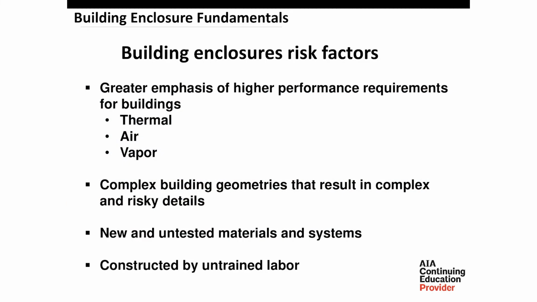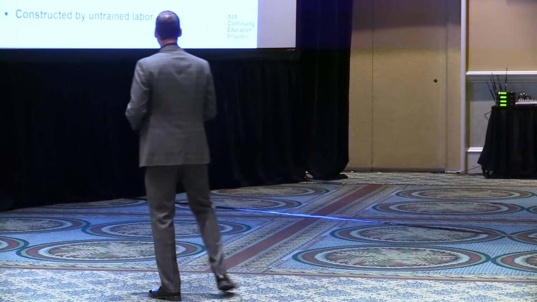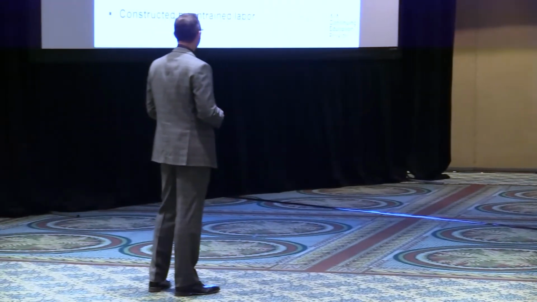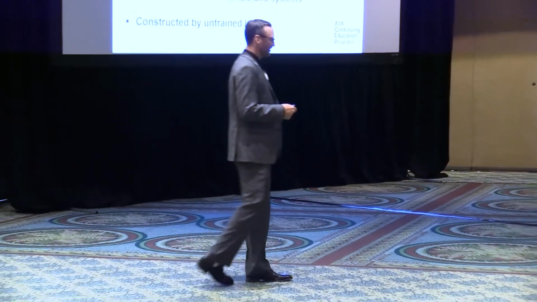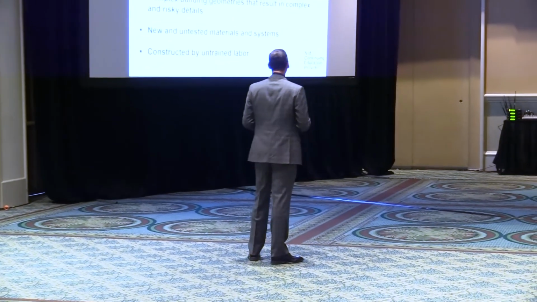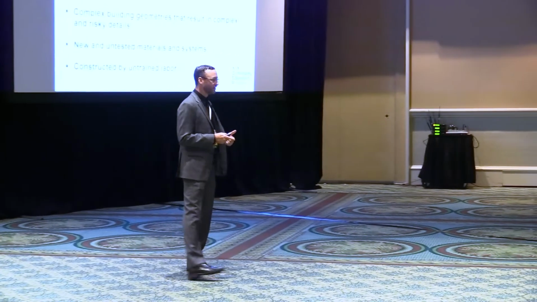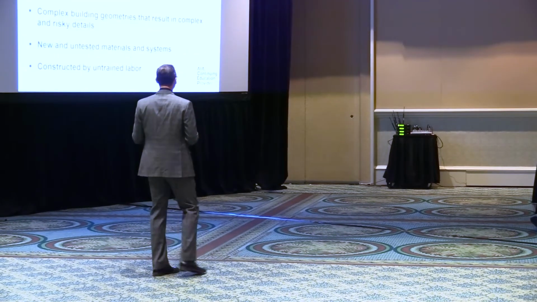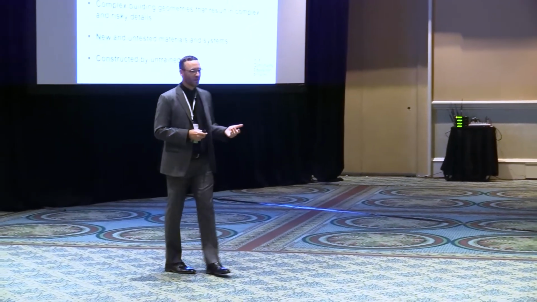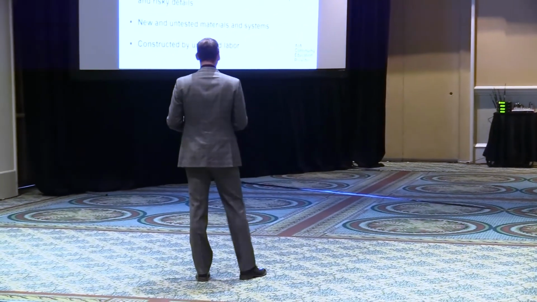So some of those risk factors that I alluded to are greater emphasis on high performance requirements for buildings, whether that be thermal, air, or vapor. And of course, we can throw into that different things as well with LEED for buildings that we might be dealing with. As I just mentioned, complex geometries that result in risky details that are not necessarily standard. We also have new and untested materials that are often used on buildings that have never been used before, or at least don't have maybe the track record that we would like for them to have. And so all these things play into that process.